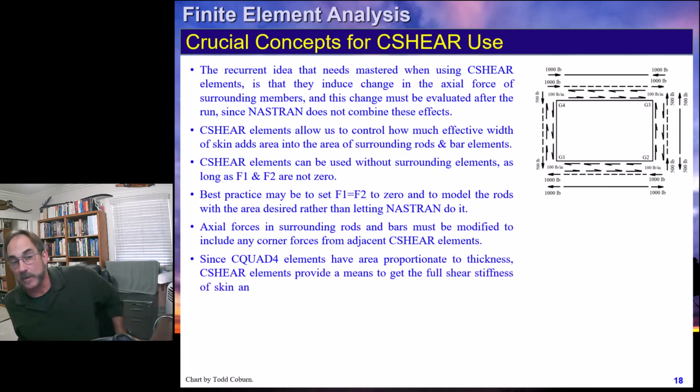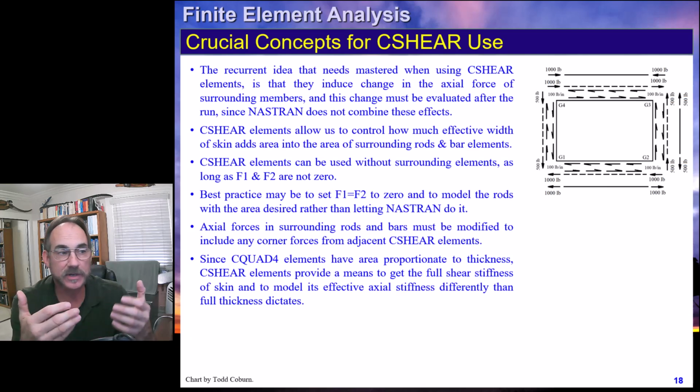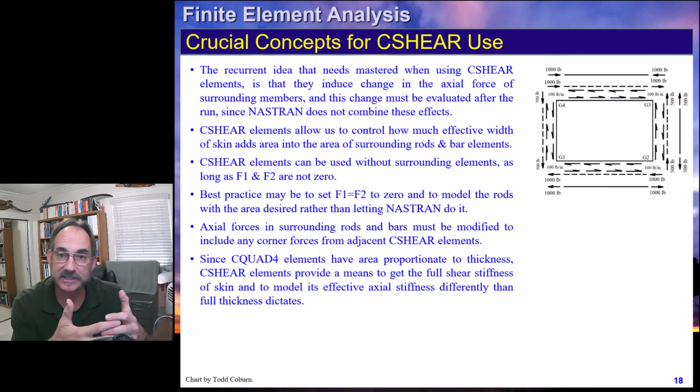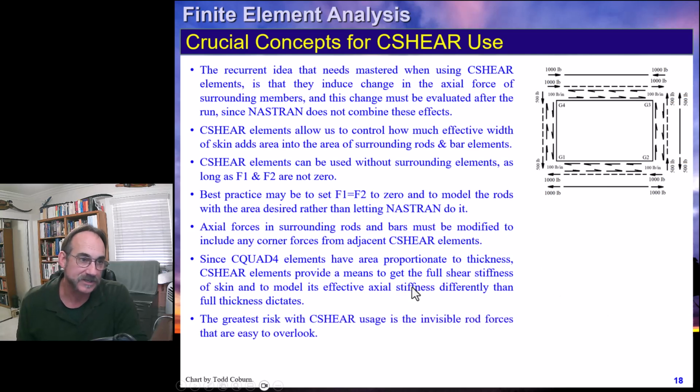Now, thinking back to what we know about CROD elements, and those have area that's proportionate to the thickness, C-shears give us a new capability because we can have an axial stiffness that's not got anything to do with the thickness. It can be based on panel dimensions or some effective width of skin, something like that. Those are the benefits of shear panels. The greatest risk with using C-shear elements is to forget to account for the forces that they induce and to superimpose them on the axial forces of surrounding members.